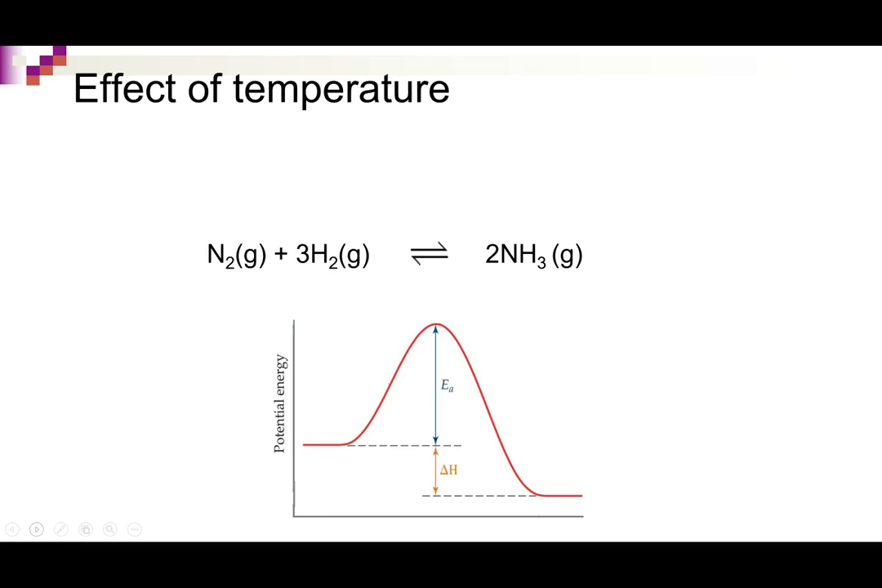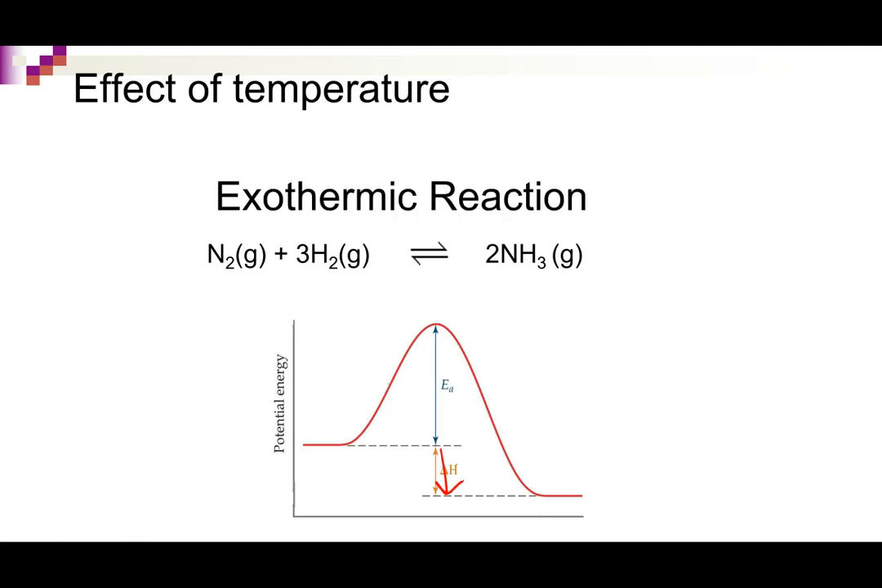So looking at this reaction, it is an exothermic reaction. How do I know it's exothermic? Because the enthalpy change for this reaction is negative. So enthalpy is, let's say, negative 100 kilojoules. Exothermic tells me that energy is exiting the system.